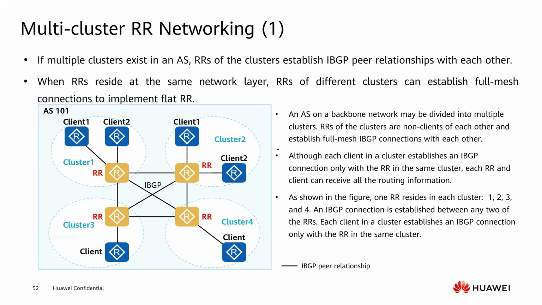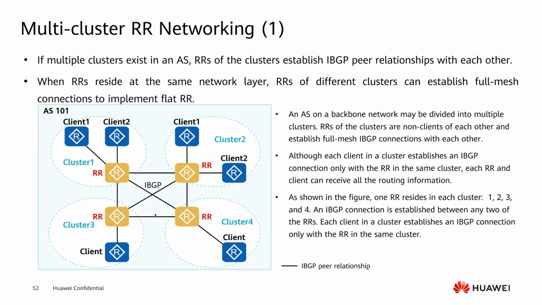And another networking is for the multi-cluster. And for the multi-cluster, there are also 2 types. The first type is multiple RRs in different clusters, and they have the same network layer.